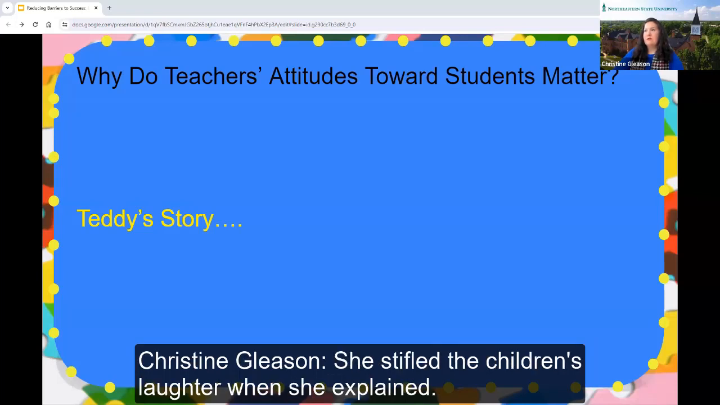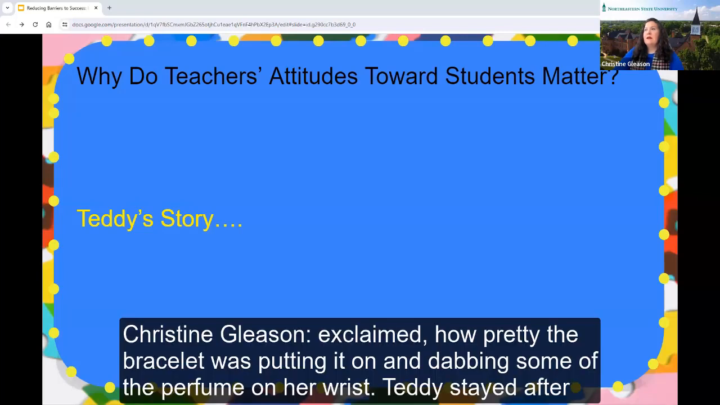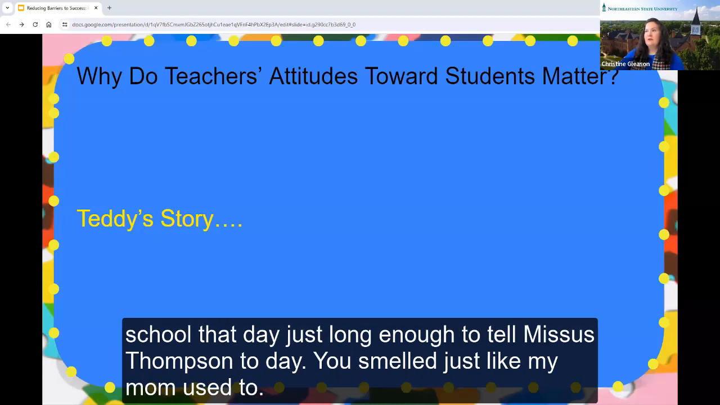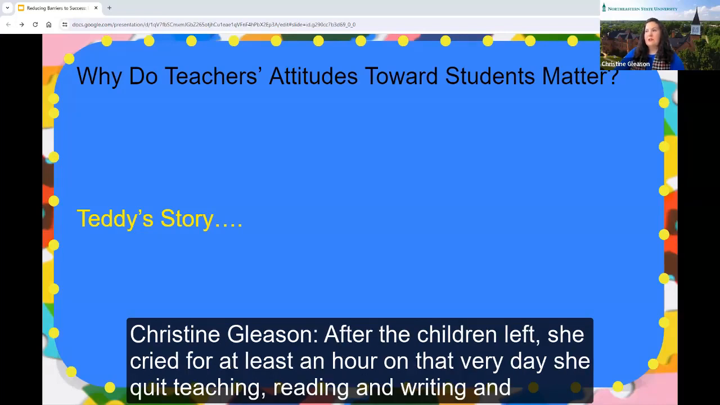She stifled the children's laughter when she exclaimed how pretty the bracelet was, putting it on and dabbing some of the perfume on her wrist. Teddy stayed after school that day just long enough to tell Mrs. Thompson, "Today you smelled just like my mom used to." After the children left, she cried for at least an hour.